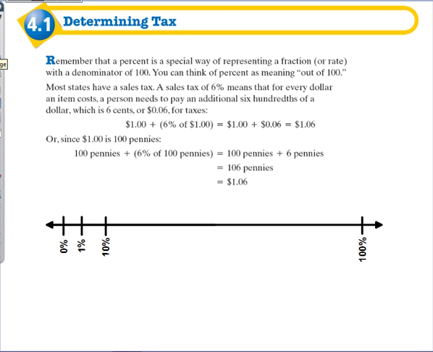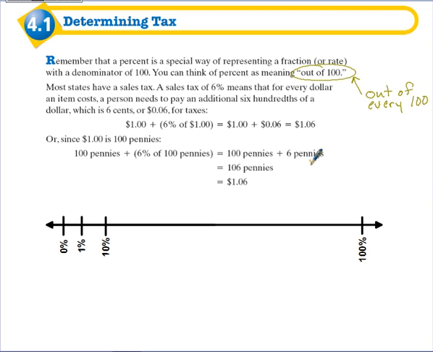Remember that a percent is a special way of representing a fraction or rate with a denominator of 100. You can think of percent as meaning out of 100, but I actually want to change that a little bit too. We want to think of it not just out of 100, but out of every 100, because what if you have more than 100 things? You would still need to find the percent out of all of them. So what percent out of every 100?